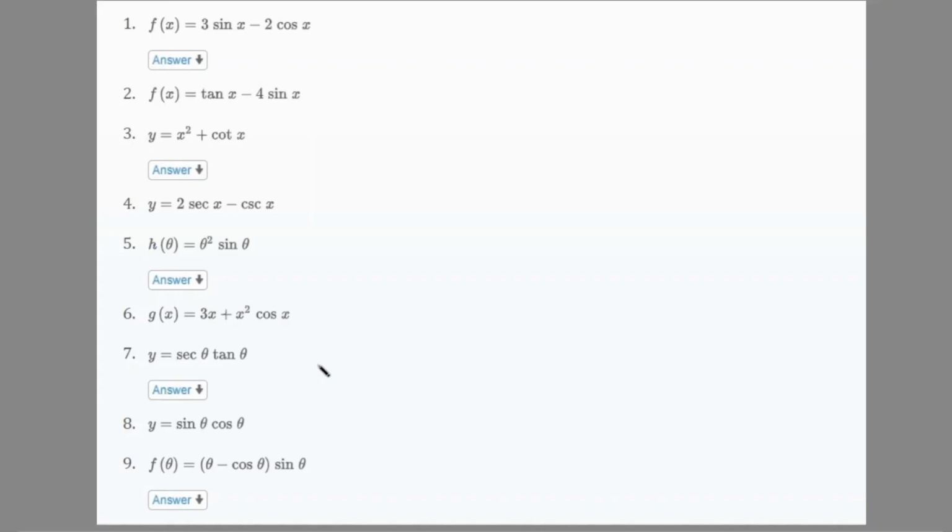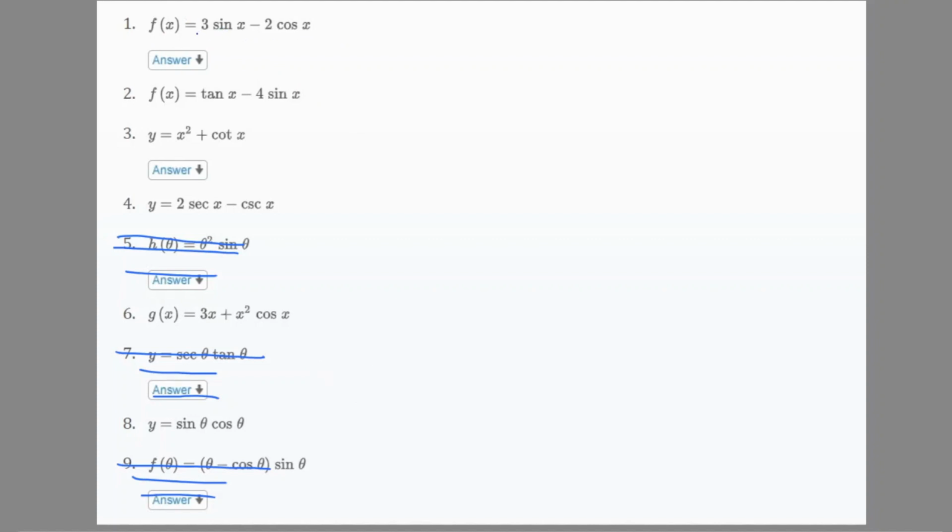Alright, so we're going to try these few questions. We're going to try everything on this page except number 5, number 7, and number 9. So let's take a look at number 1. Number 1 is f of x equals 3 sine x minus 2 cosine x.